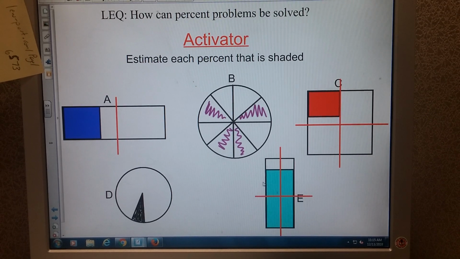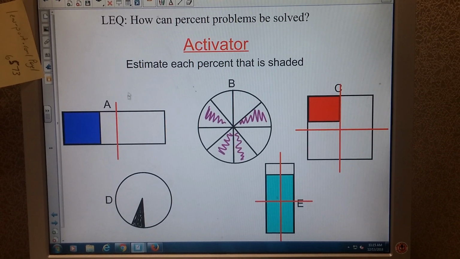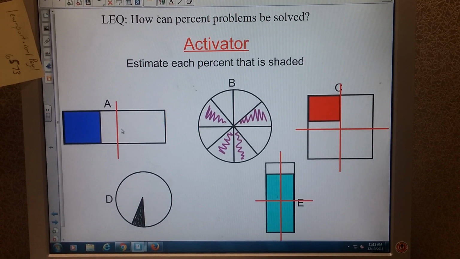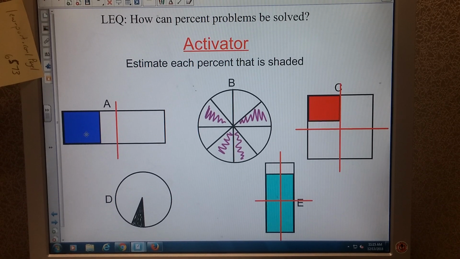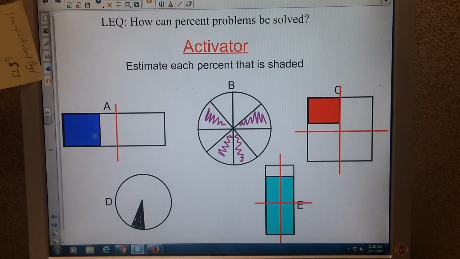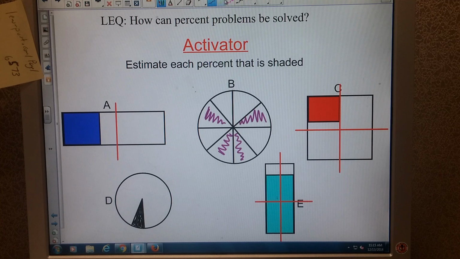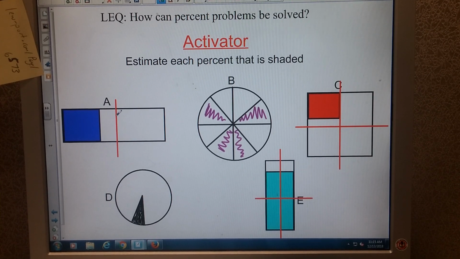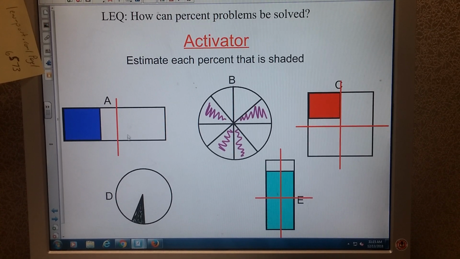Okay, when you estimate these, you'll see that I just drew this red line in here to represent 50%. Clearly, the shaded area is slightly less than 50%. So I would say a good estimate for this shaded area in A is about 40%.